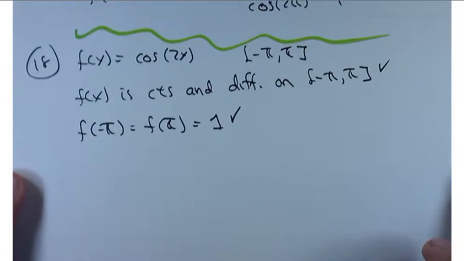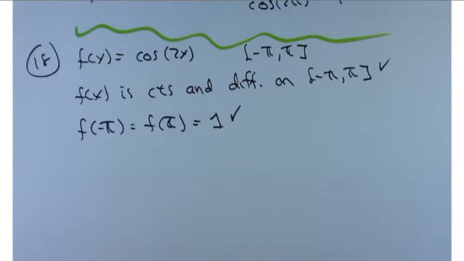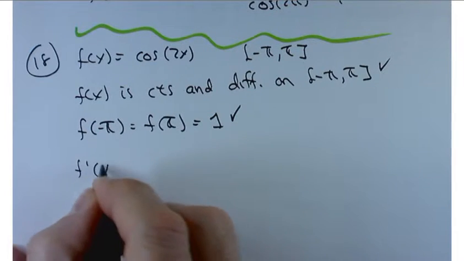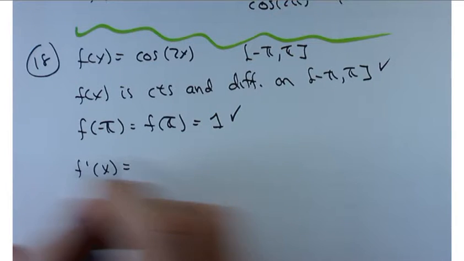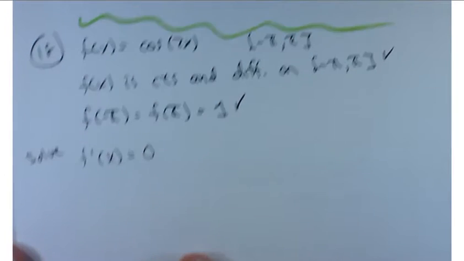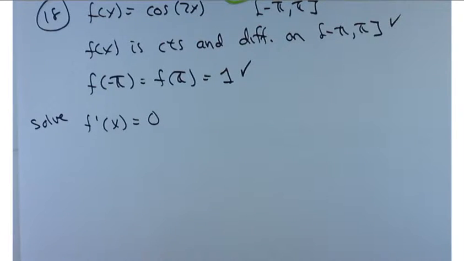Now it's time to try and find the points that actually satisfy Rolle's theorem. So this is where you get to do a little bit of work. You need to find f prime of x and set it equal to 0. So basically you're going to solve and find those points, where the derivative here is equal to 0.